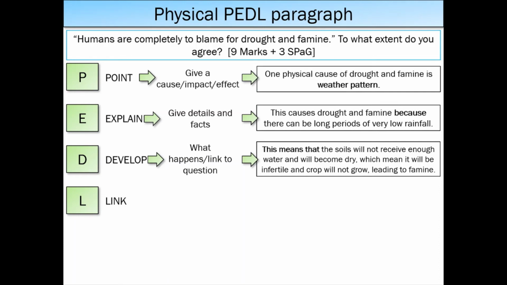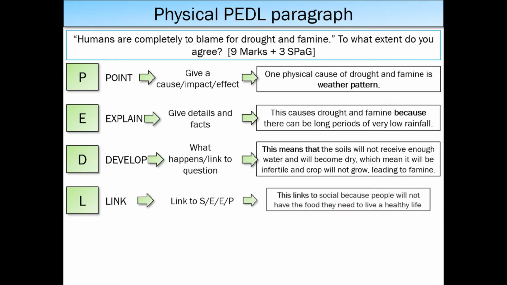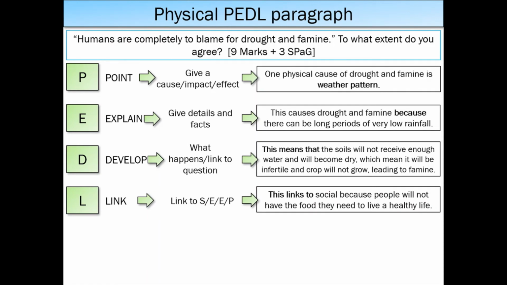Finally then, and this is where we link to our SEEP, and that's why I asked you to recap that in your first activity. So you link it to either social, economic, environmental, or political. And then you need to explain why it links to that. And again, using this question as an example, this links to social because people will not have enough food they need to live a healthy life. So again, I've linked it to social because I know it links to people, and then I've linked it to the fact that people will not have enough food to live a healthy life.